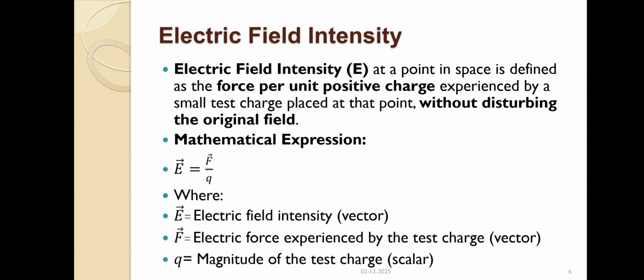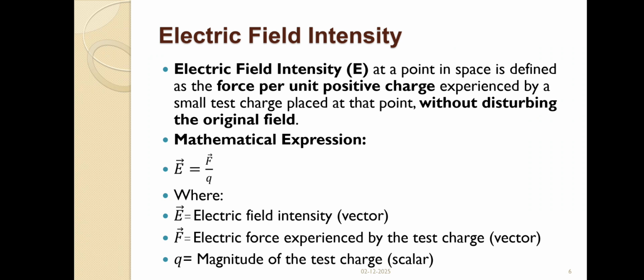Based on the two charges and the distance between them, we derive one law. That law we call Coulomb's law. What is Coulomb's law? We have two charges, so we take the magnitude of the two charges and the distance between them. Based on that we derive Coulomb's law.